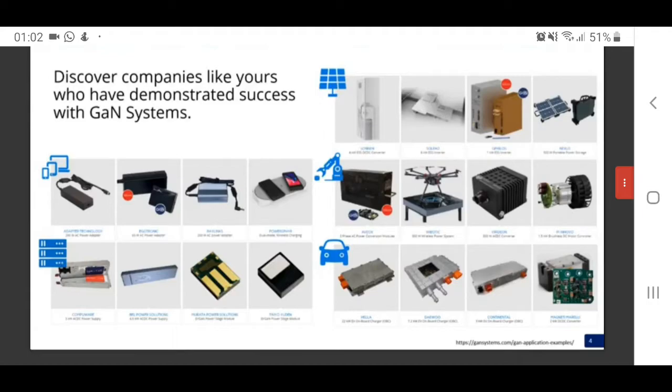GaN is growing across many markets like consumer, industrial, data centers, automotive, energy storage systems, wireless charging, and so on. You can see many companies have demonstrated success with GaN Systems components.